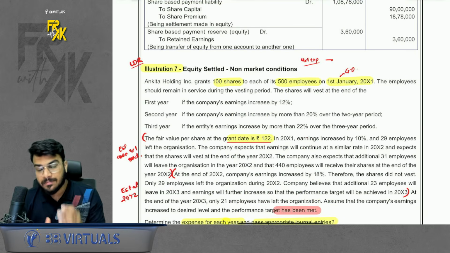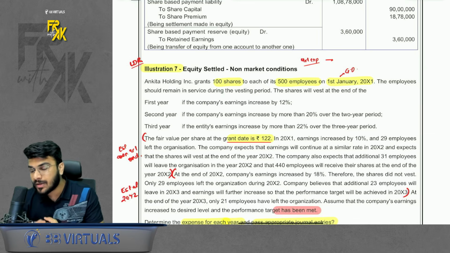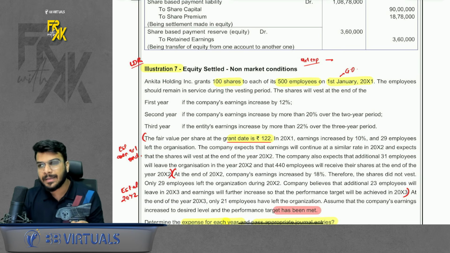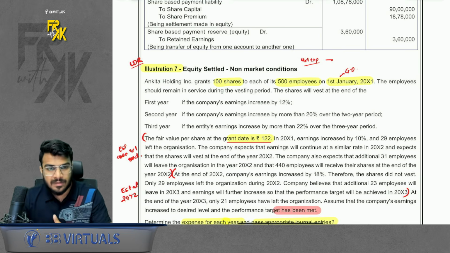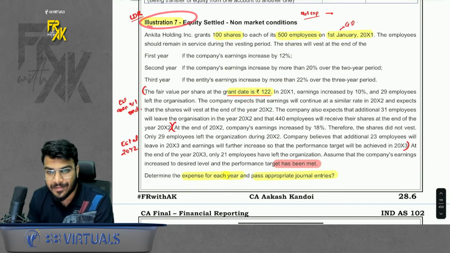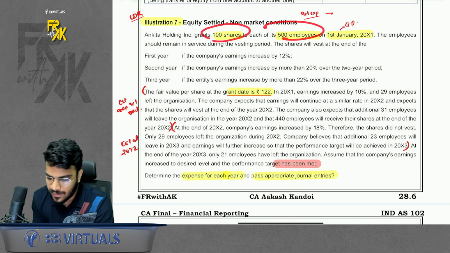One more thing: just because I'm discussing the important questions, that doesn't mean only these will come in the exam. In the exam, anything can come, but I'm giving you those questions which cover 100% of the concepts. Do remember that part. So illustration number 7. What is there? 100 shares, 500 employees are given.